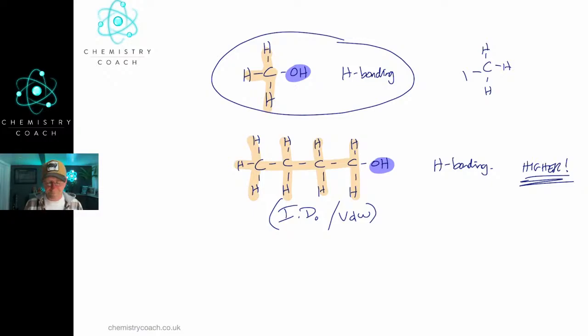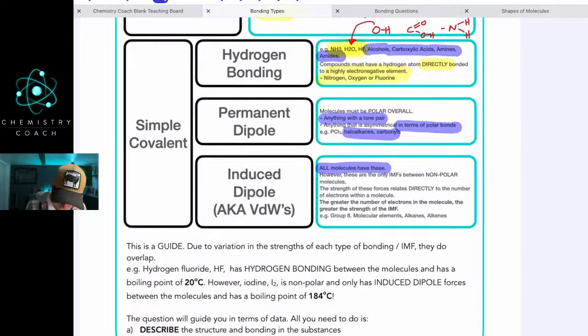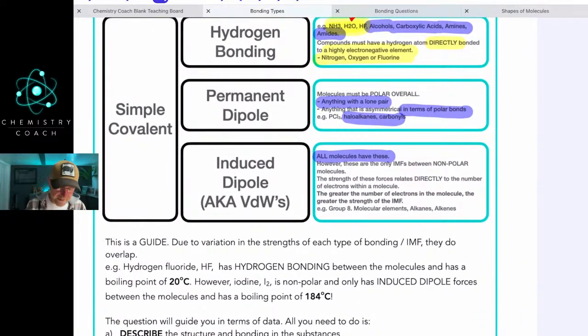Now, another example, or the reason for that, and I want to tell you this, and this is just nailed on every single time. The strength of these forces relates directly to the number of electrons within the molecule. The greater the number of electrons in a molecule, the greater the strength of the intermolecular force. If they ask you in an exam, why does ethane have a, let's go halogens.